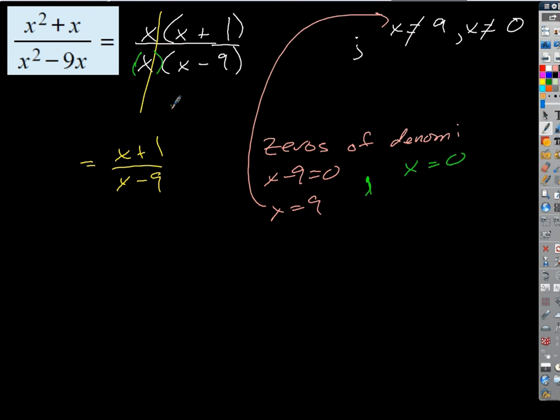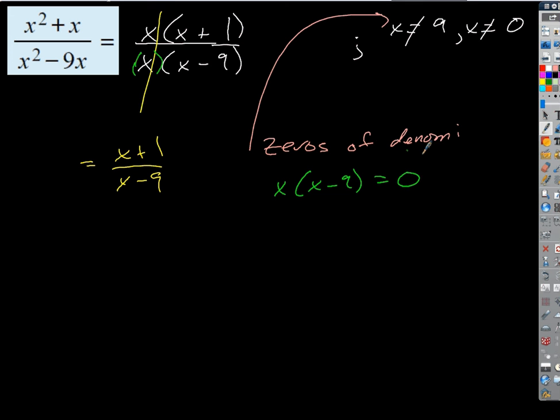We want to know where the bottom could be 0. So let's just focus on the zeros of the denominator. Let me start over with this. We want to know any place where the bottom is 0, because the function's going to explode. It's going to blow up. You can't divide by 0. So we're going to set the bottom equal to 0 to find the zeros of the denominator. We're going to use the zero product property.